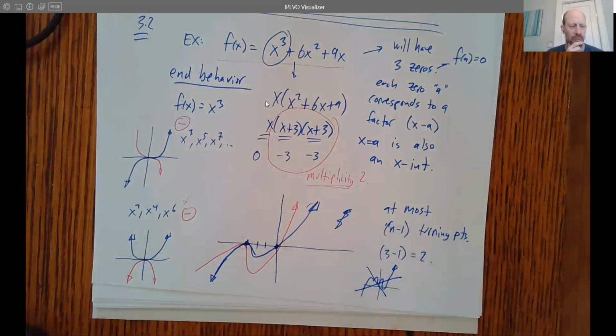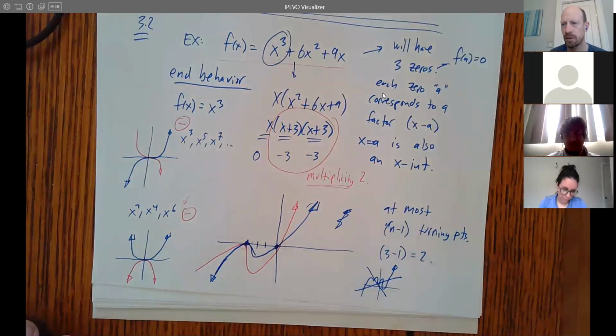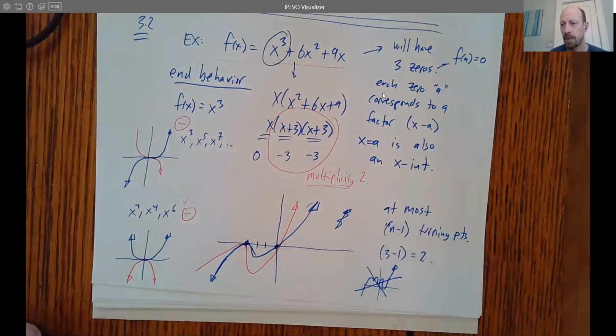Questions on this example at all? I'm a little confused about how you found the multiplicity.